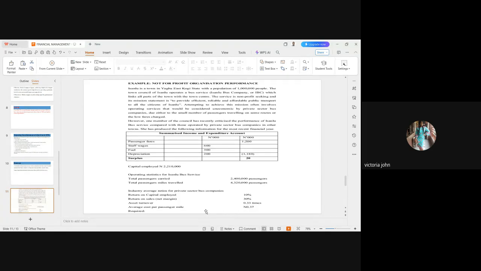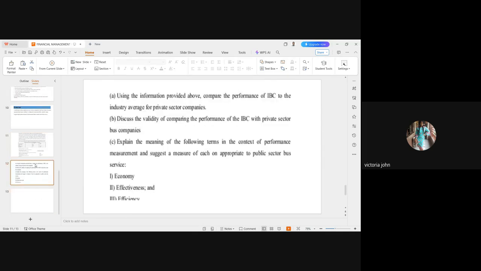Industry average ratios for the private sector bus companies. Return on capital employed 10%. Return on sales, net margin 30%. Asset turnover 0.33 times. And the average cost per passenger mile is 0.37 naira. Required: A. Using the information provided above, compare the performance of IBC to the industry average for private sector companies. B. Discuss the validity of comparing the performance of the IBC with private sector bus companies. C. Explain the meaning of the following terms in the context of performance measurement and suggest a measure of each appropriate to a public sector bus company: economy, effectiveness, and efficiency. All right, thank you very much.